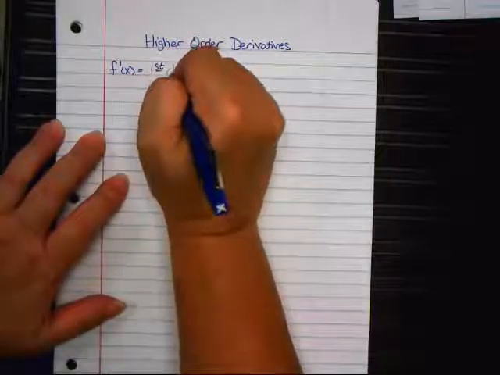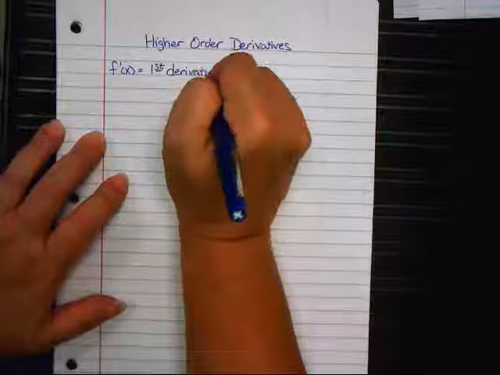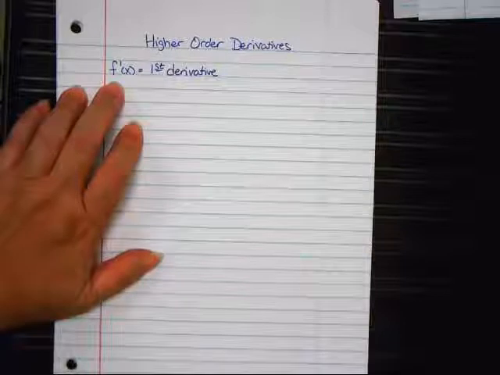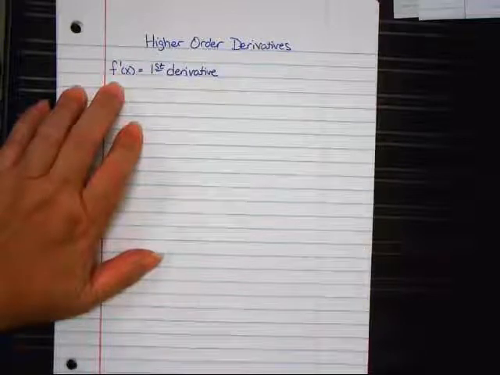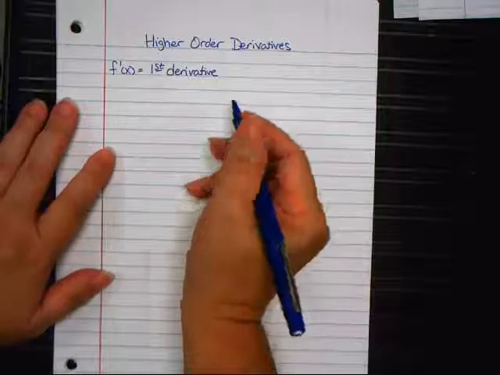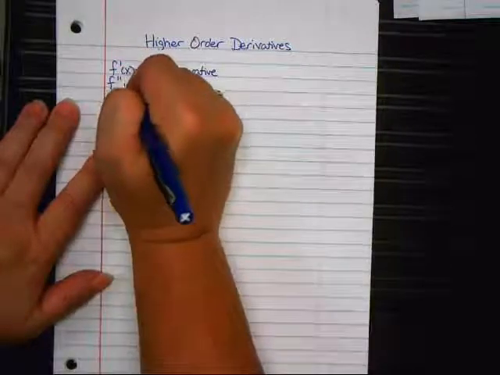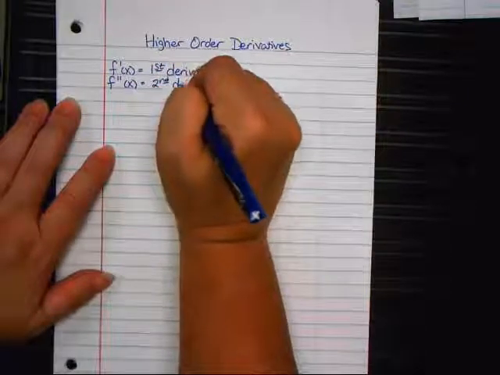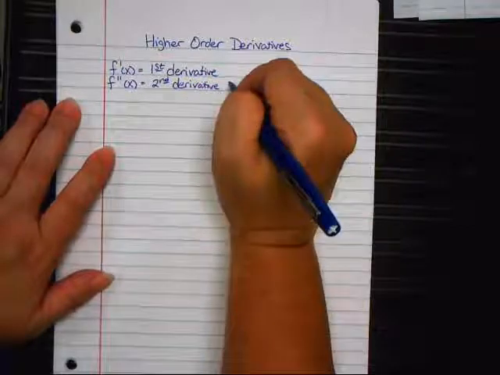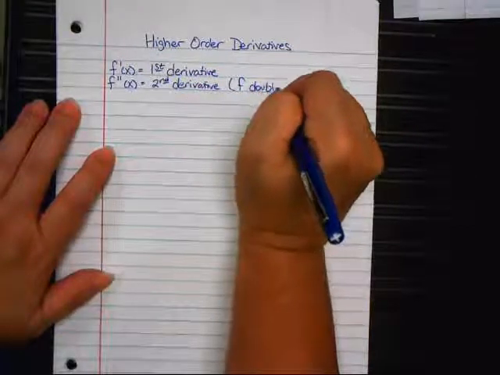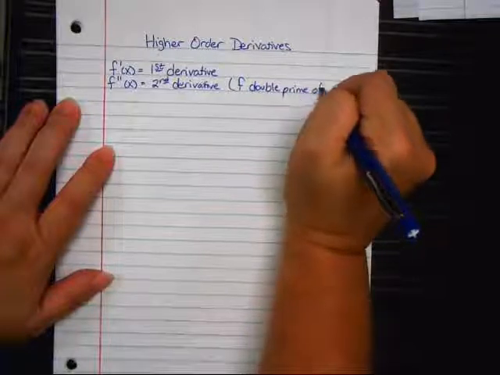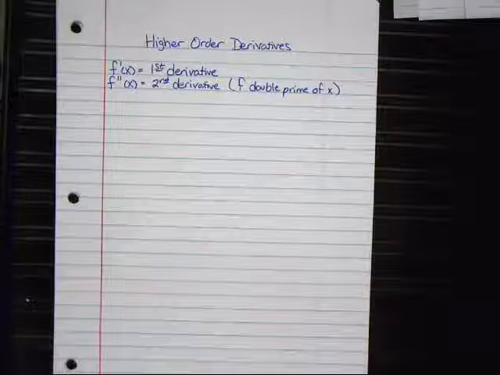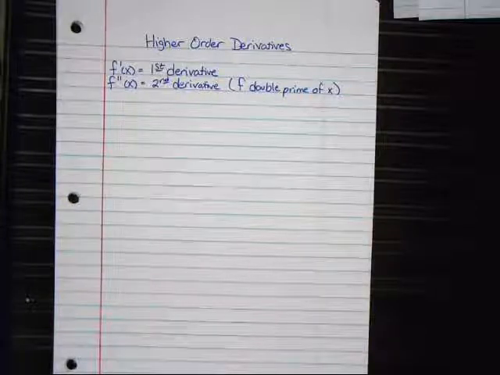This is the first derivative right here. How do you read this? F prime of x. F prime of x is the first derivative. There is a second derivative that is written this way: F with two little apostrophes. That is called the second derivative, and the way you read it is F double prime of x. So the first one is F prime of x, and the second one's called F double prime of x. Double prime means the derivative of the derivative.